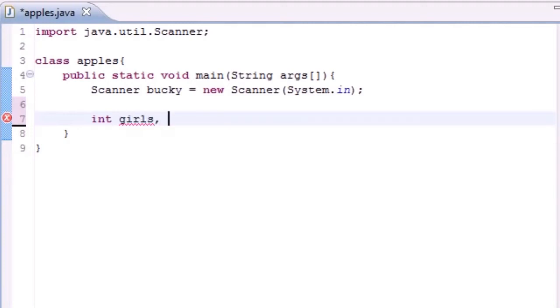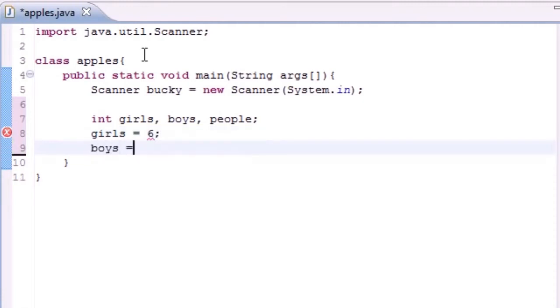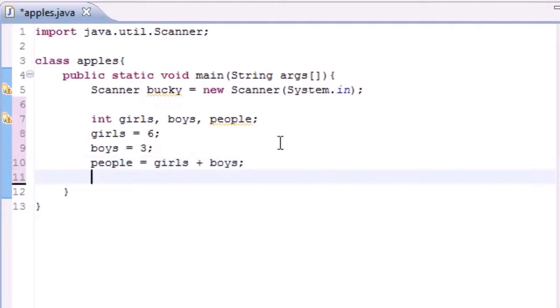Let's go ahead and make three variables: girls, boys, and people. Let's set these to some values, and I'll start out by showing you all of the math operators. Girls equals 6, boys equals 3, and people equals girls plus boys. Now I showed you guys how to use this math operator in the last one, the plus sign, to get a simple sum. So now the sum of girls plus boys is stored in people.